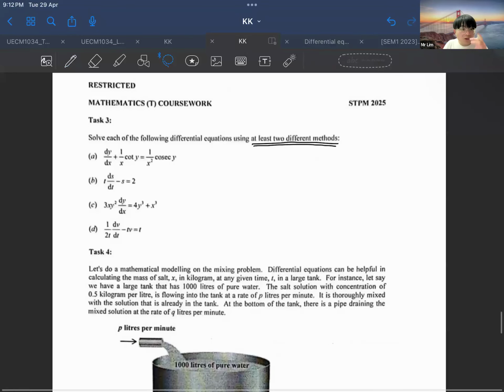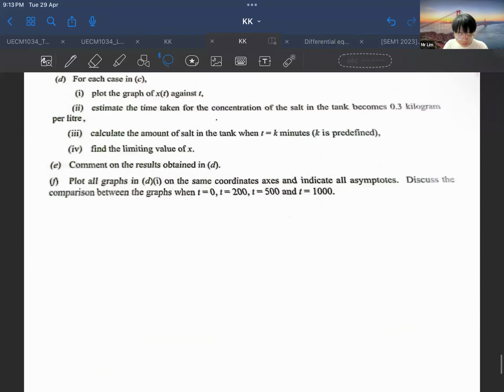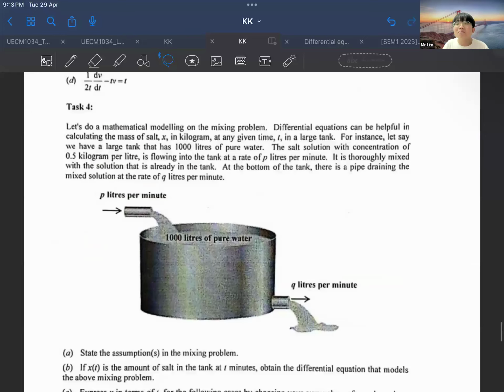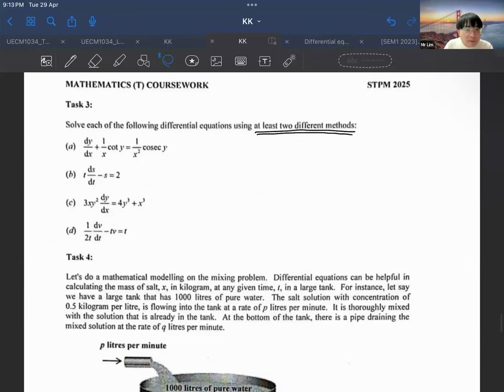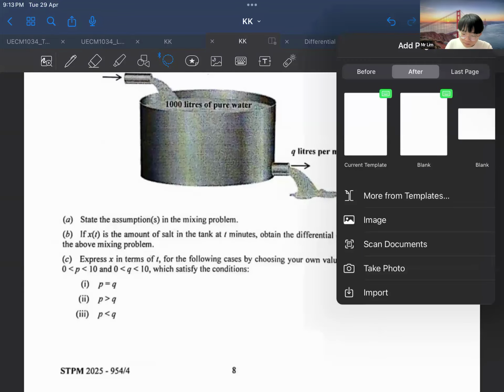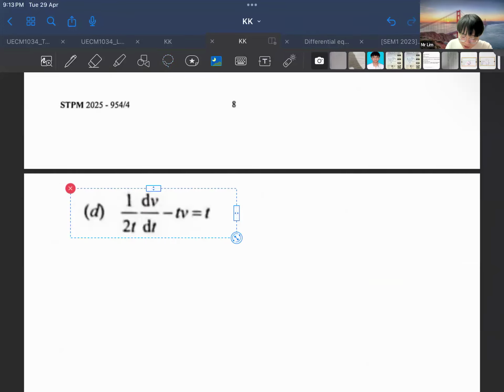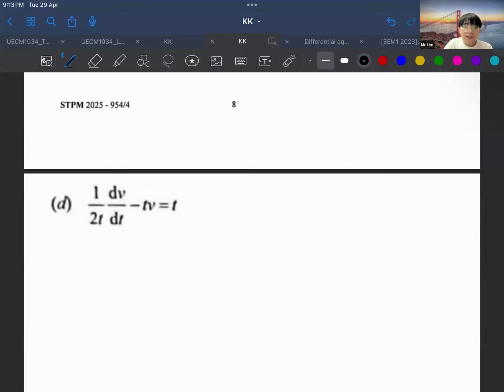Actually, task 4 is more complicated, right? I think at least 1 hour for task 4, maybe more than 1 hour. So maybe I can pick one question on C and do 2. Okay, let's look at part D. Let's look at 3D.